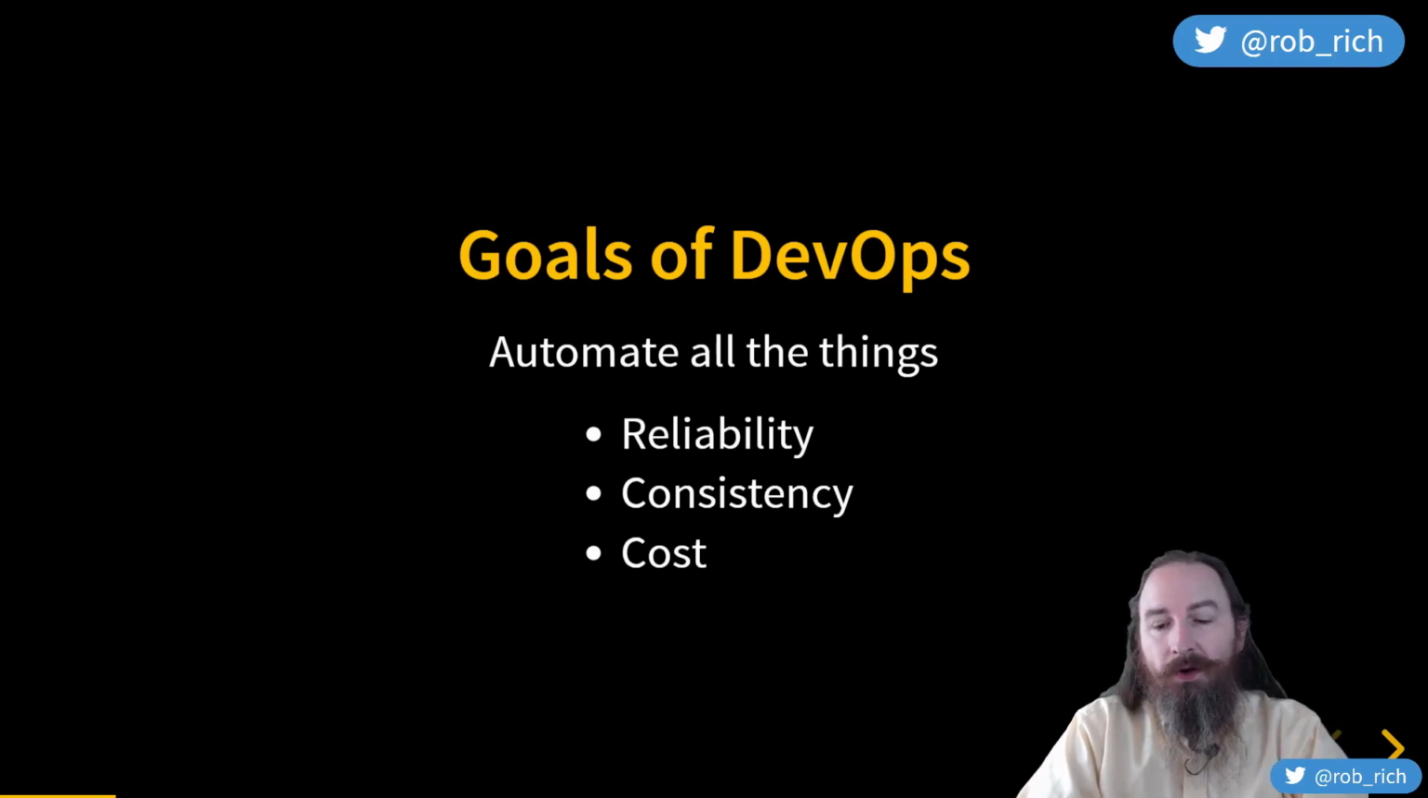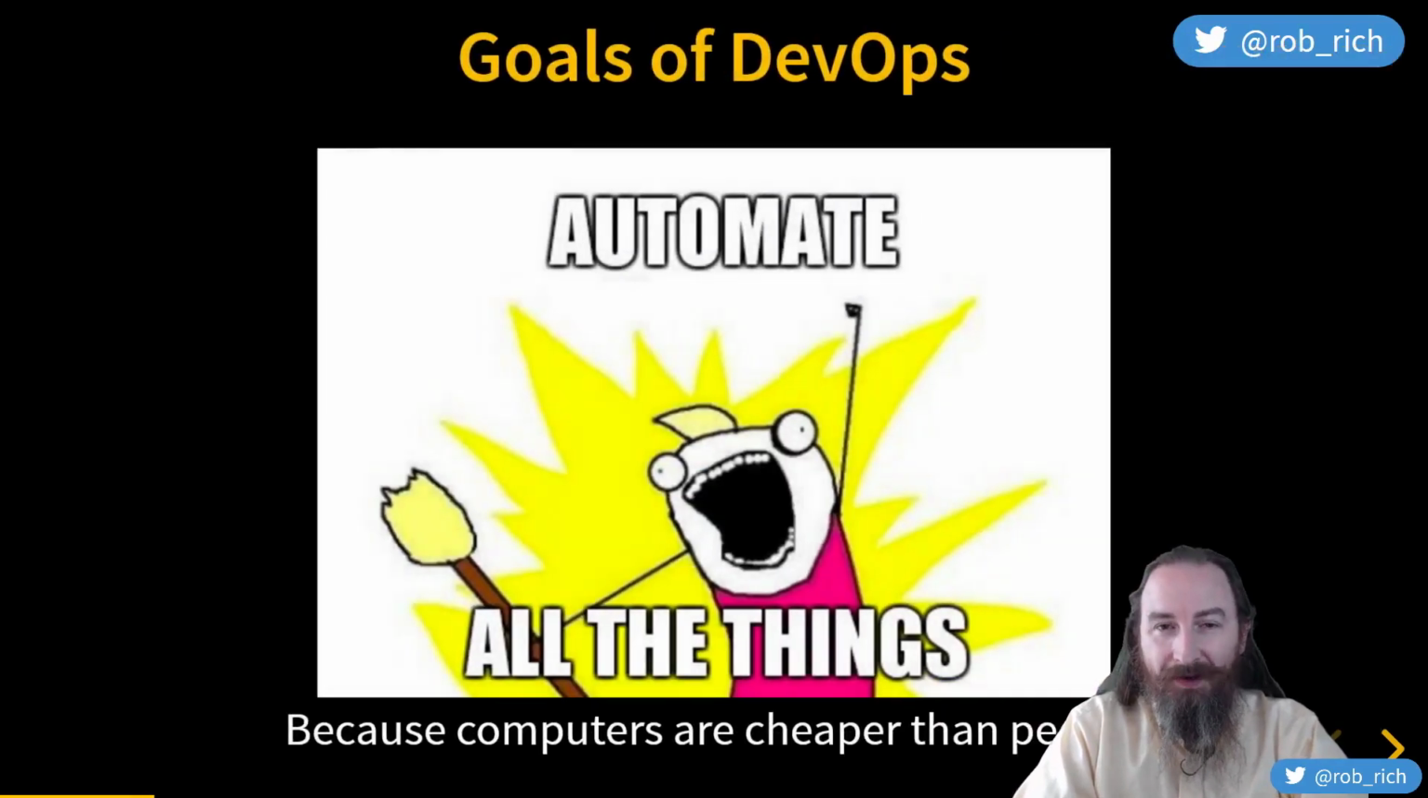So, we want to automate all the things. If we can automate more things, leverage computers rather than people, then we can increase the reliability and cut the cost. That's excellent. So a DevOps pipeline is fulfilling that goal of creating that automation to avoid the increased cost of people and increase the reliability and consistency of the build.